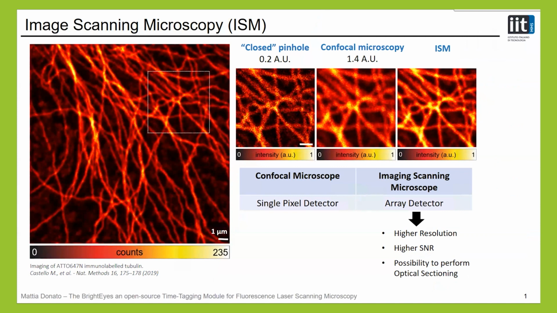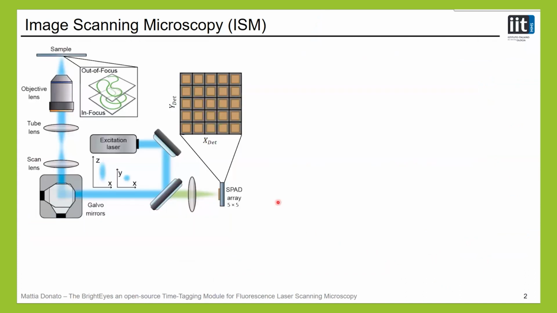The difference between an image scanning microscope and a confocal microscope is that the detector is no longer a single pixel detector, but an array detector. That means that you can access a larger set of information, so you will reach a higher resolution, higher signal to noise, and you also have the possibility to perform optical sectioning. So how is it made inside? Essentially it is a confocal microscope in which we replace just the detector.